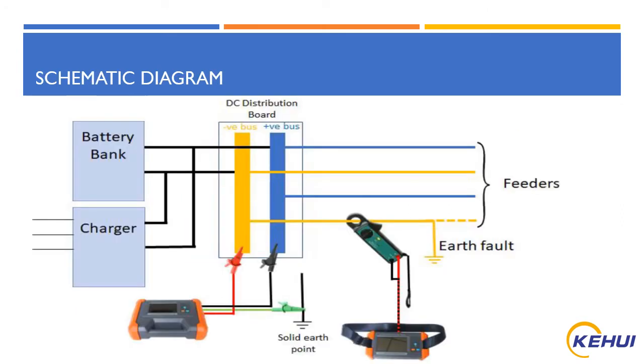So how do we do that? You can see a schematic diagram where we have connected our transmitter unit to the main DC-DB distribution board, positive and negative bus. Positive is the red and negative is the black, and we connect our equipment to the system ground.